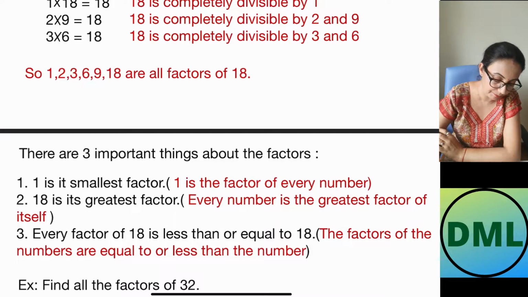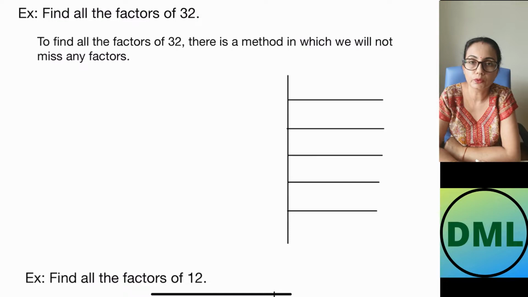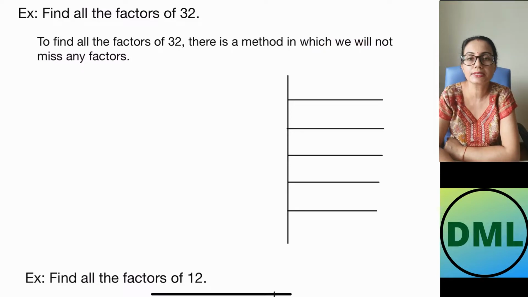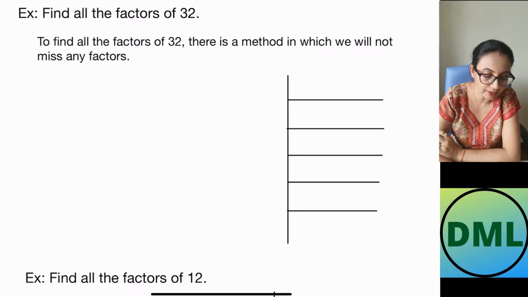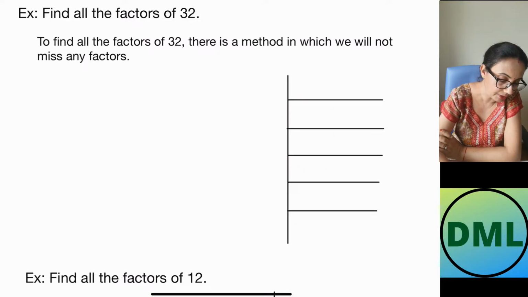Let's see one example. Find all the factors of 32. If you have to find the factors of 32, there is one method in which you will not miss any factor. So let's learn that method here. I need to find the factors of 32. We have to make boxes like this and write down 32 here.